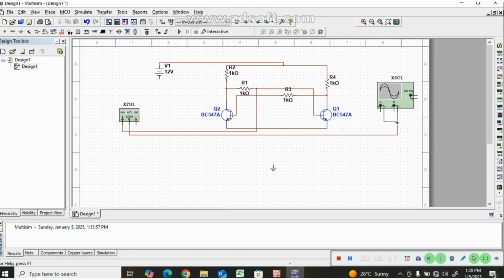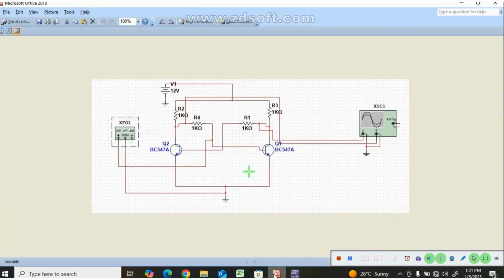Since we are using two transistors, we use two channels. This one belongs to the first transistor output, and this one we take as the second transistor output, with the common ground point, which is also grounded. Now once again we have to verify the connection.